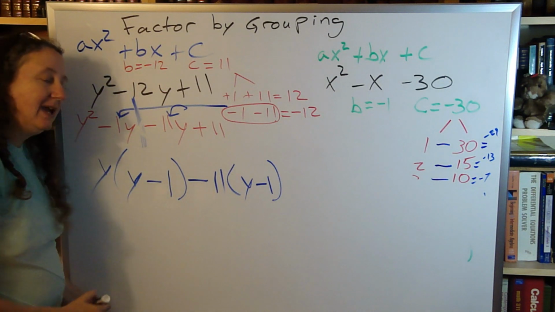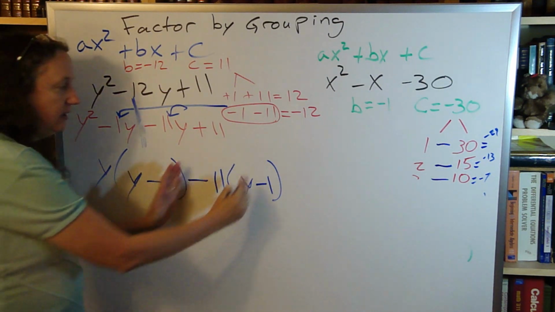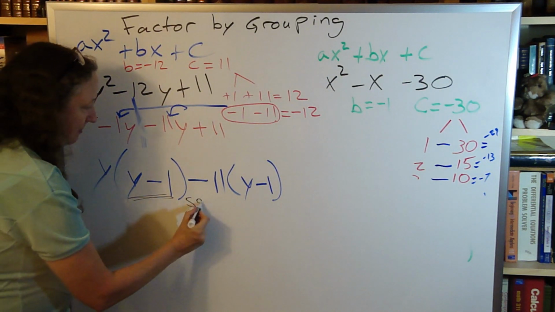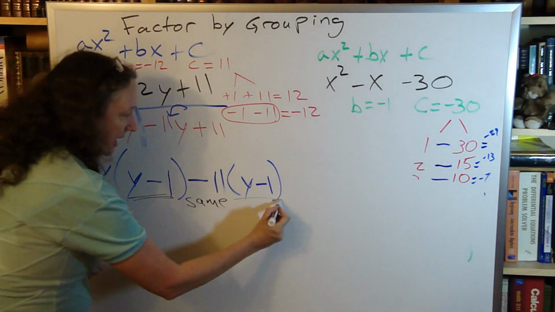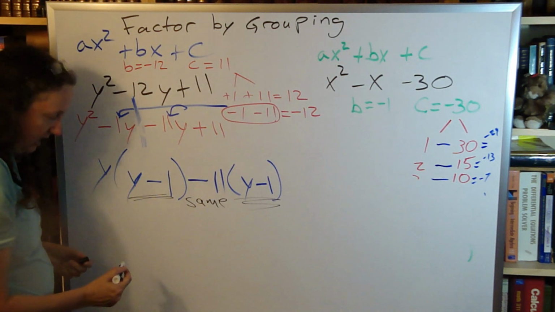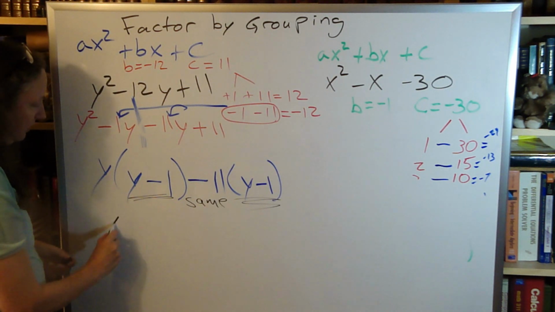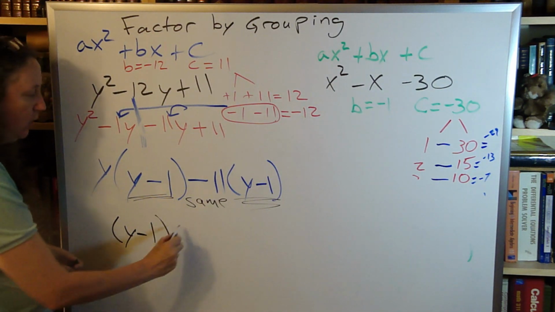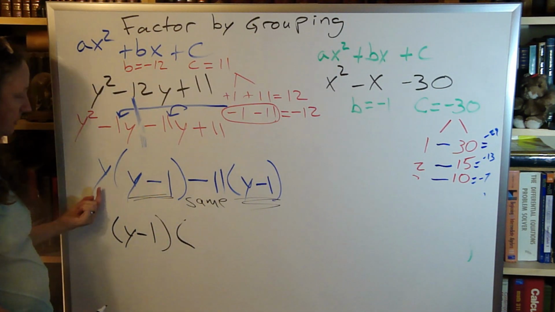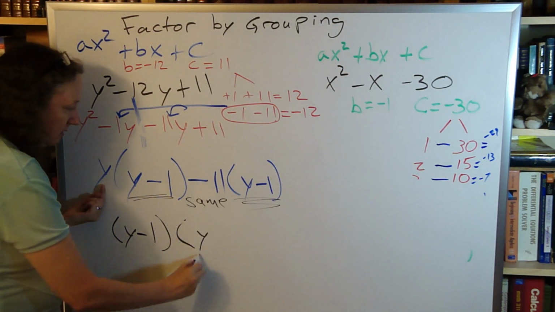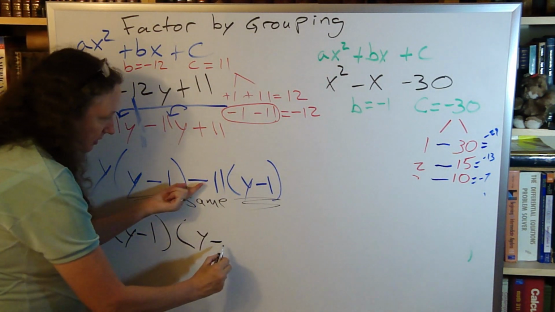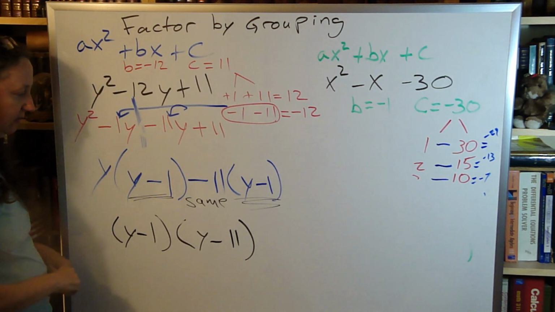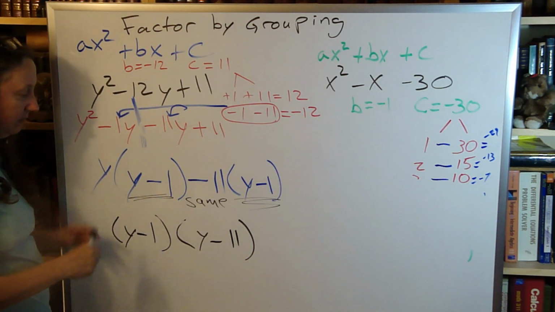Do I have the same thing inside both sets of parentheses? Is this the same as this? Yes. So I have my y minus 1, I factor that out. What am I left with? Y minus 11. That goes in a separate set of parentheses. I now have my answer. This is done.